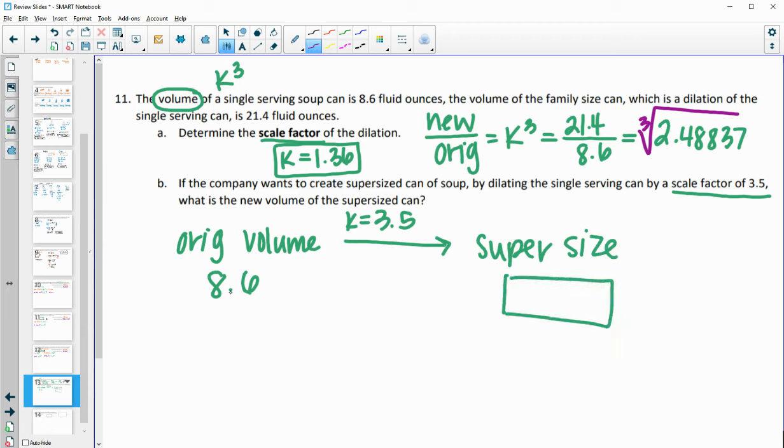So remember, we would take the original volume and then multiply by the scale factor cubed, since we're in volume. And that would give us our supersized volume. So 8.6 times 3.5, the scale factor, to the third power. And that would give us a supersized volume of 368.725 fluid ounces.